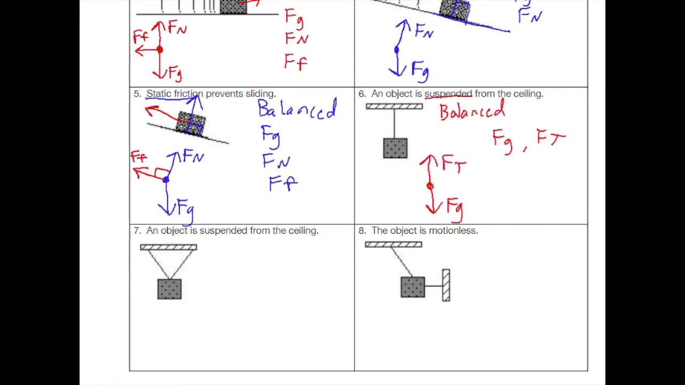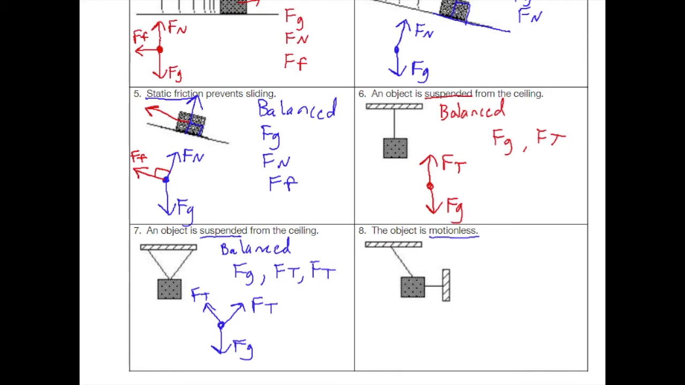Moving to number 7, an object is suspended from the ceiling. Again, suspended is telling me balanced forces. I know there's force gravity because there's always force gravity. And now I see that there's 2 ropes or 2 strings holding this object. So there's actually going to be 2 force tensions this time. So drawing my free body diagram, I have force gravity pointed downward, and force tension up at one angle and force tension up at the other angle. Force tension is going to point in the same direction that our rope is pointing in.